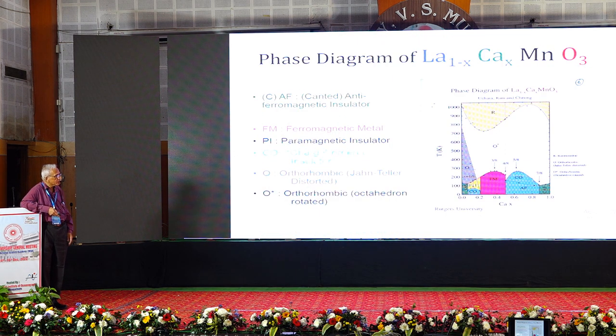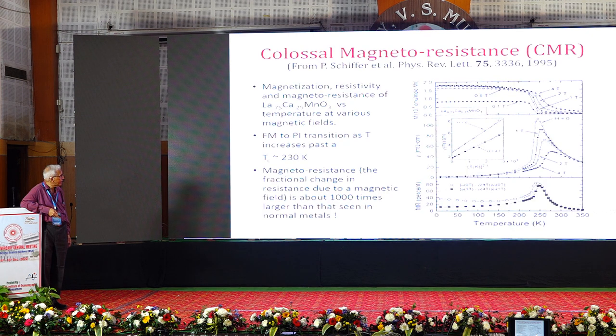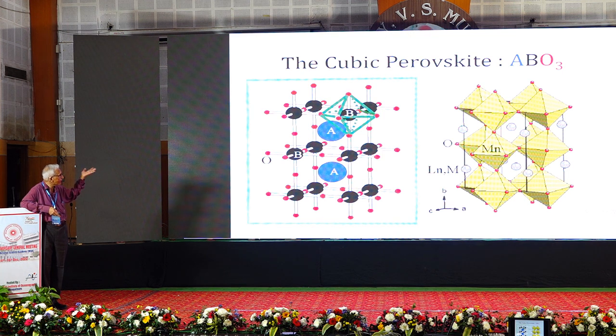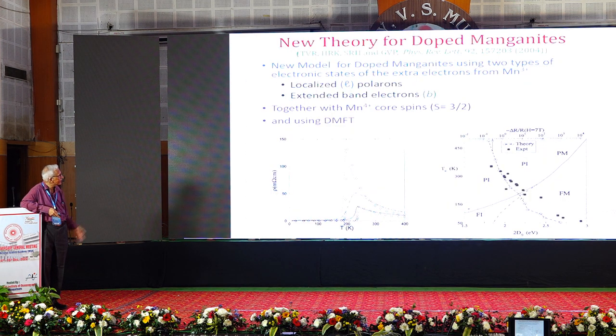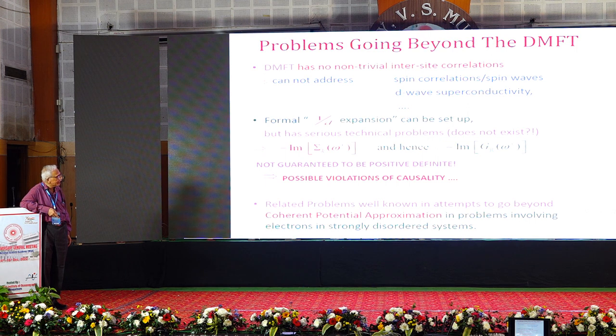We also invented a model for colossal magnetoresistance in manganites, where the magnetoresistance, the fractional change in resistivity, is 1,000 times larger than seen in normal metals. That has a similar structure to this cuprate structure, and we made a new model for that and could explain the data, again using dynamical mean field theory, because all these lattice models are very strongly correlated and very hard to solve. Again I'll go quickly.